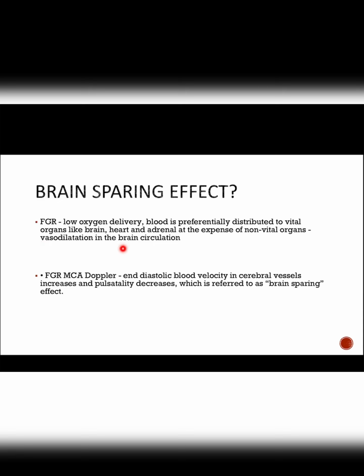So there will be vasodilation in the brain circulation. In fetal growth restriction, on MCA Doppler, the diastolic blood velocity in the cerebral vessels increases and pulsatility decreases, which is referred to as the brain sparing effect. So in MCA Doppler, you will find an increase in diastolic flow because there is increased vasodilation in the MCA in order to preserve the brain. There will be increased blood flow trying to normalize. That is what we are here to detect: increased blood flow, increased vasodilation in the MCA.